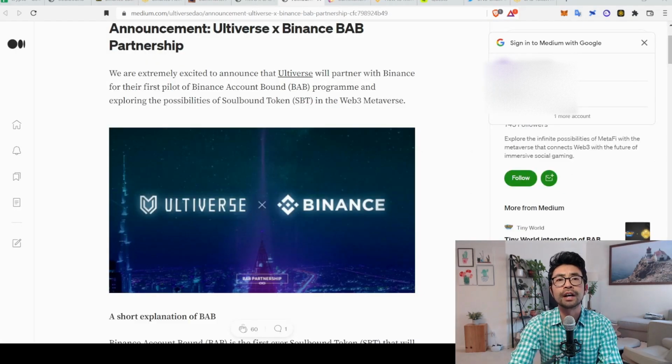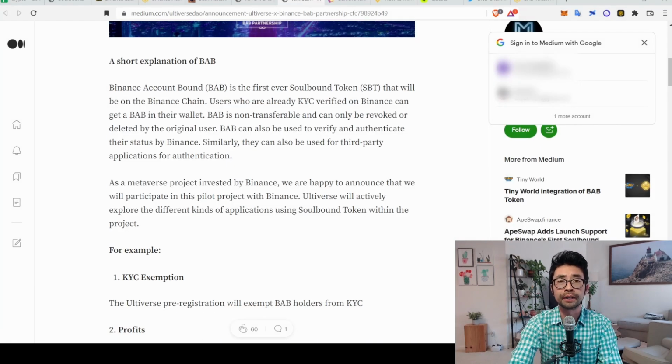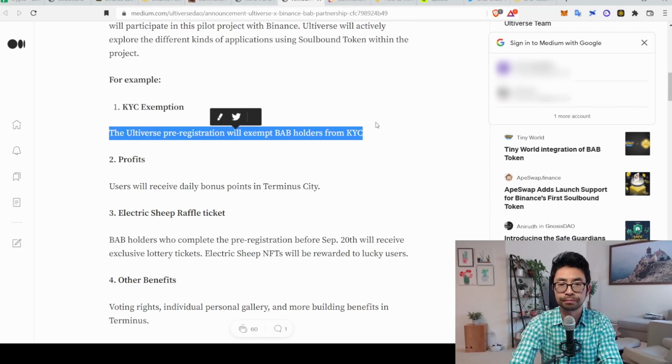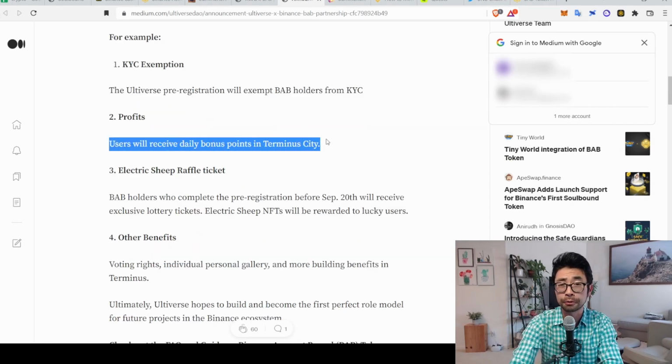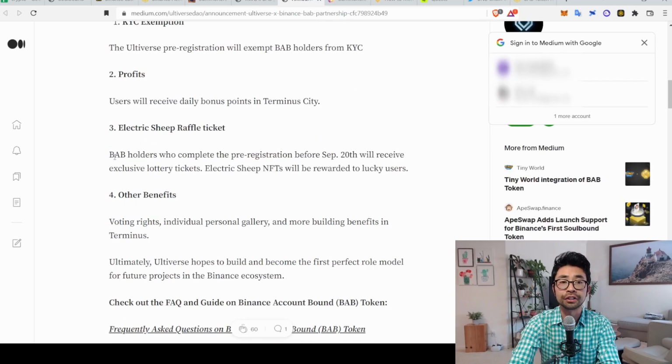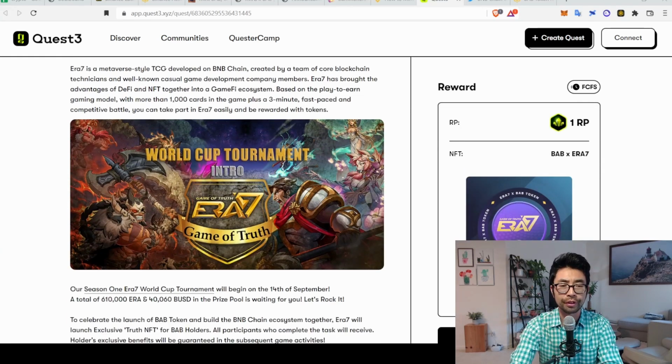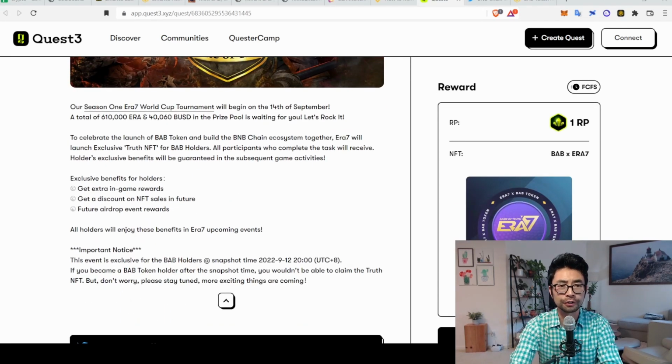Some other examples: there's this Ultiverse platform where if you log in with your BAB token, well, one, you won't need to KYC, and two, users will receive daily bonus points in Terminus City, in addition to being part of a raffle. Another example from a game that I looked at a few weeks ago, Era 7, Game of Truth. The exclusive benefits that you can get are extra in-game rewards, a discount on NFT sales in the future, and a yet-to-be-announced future airdrop event reward.